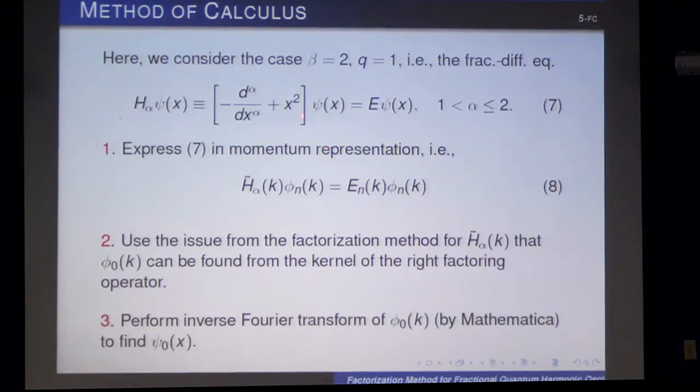So we worked in this case with beta equal 2 because here we wanted, in some sense, to check also some results of Oscar. Fernando.